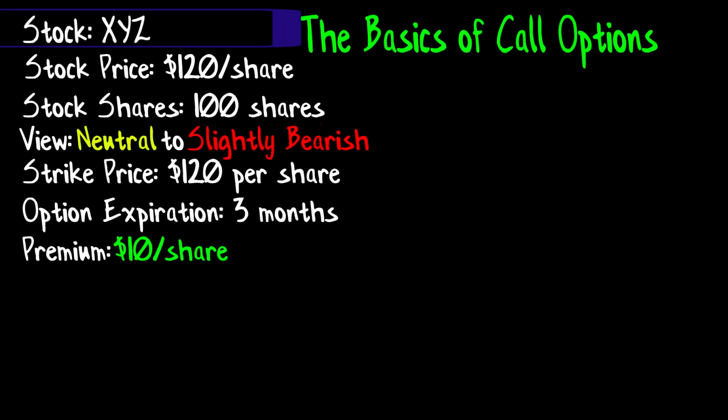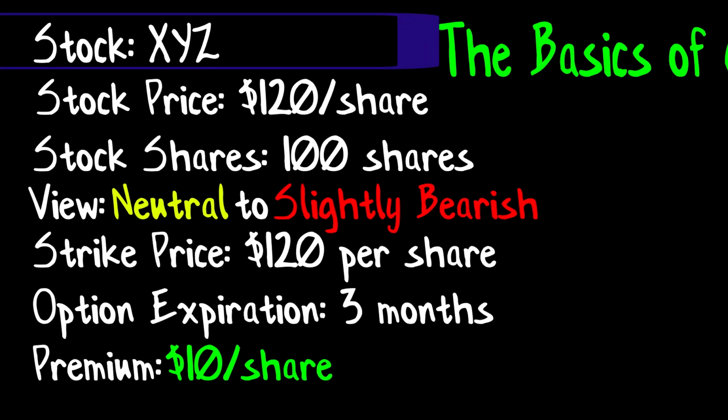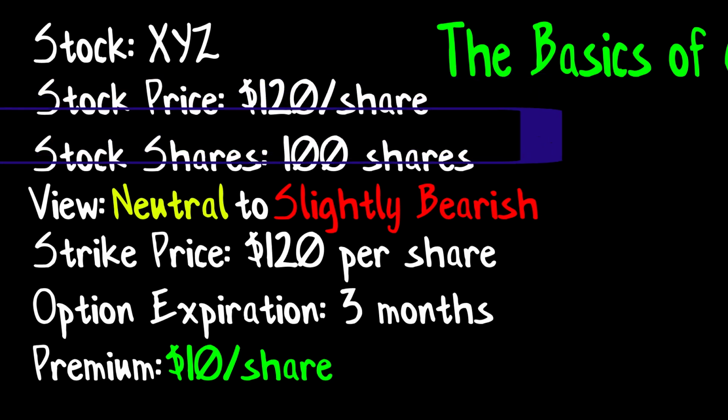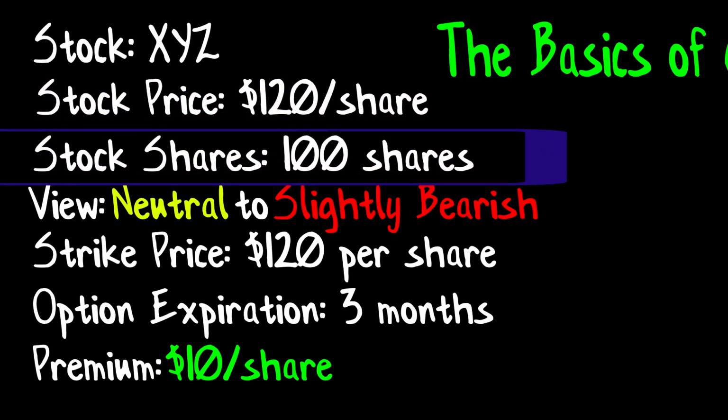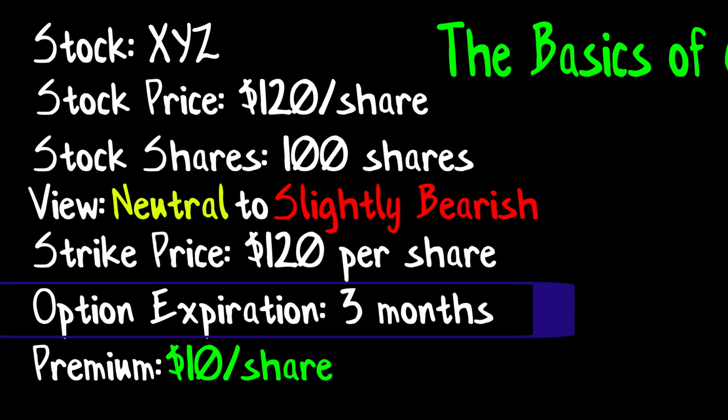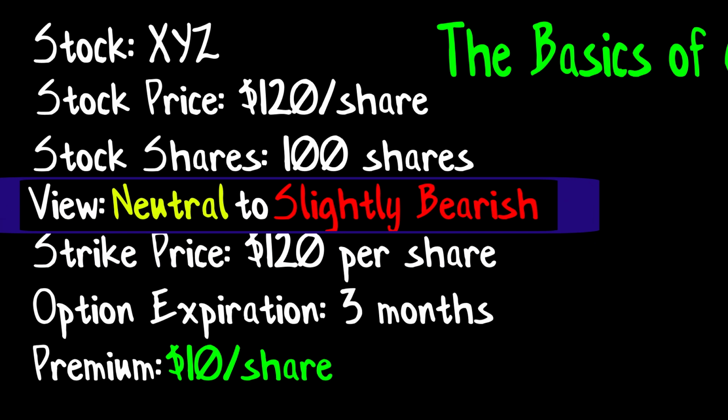We have the same stock, XYZ, but now it is $120 per share. He is selling an option contract, so it will be 100 shares of the stock. His expiration for this contract will be in 3 months. His view on the stock is neutral to slightly bearish. Before we calculate our max risk and break even, we should review what selling a call option means.